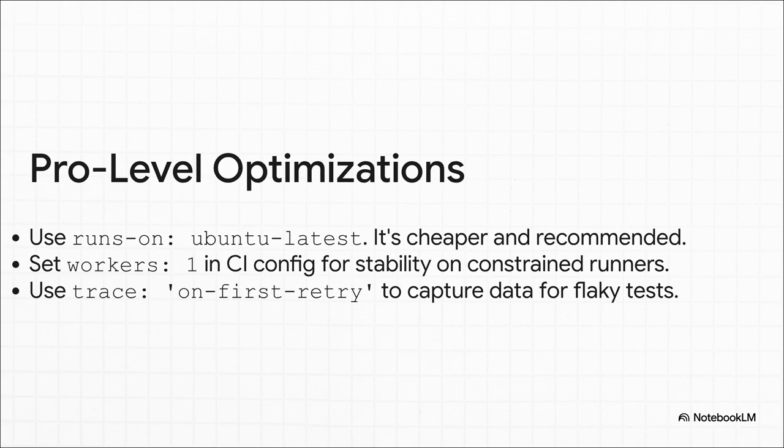And third, this one's my favorite. Set your trace mode to on-first-retry. This is a total game changer. It means Playwright only records a full, detailed trace for a test if it fails the first time and has to be retried. It saves you so much time and storage.